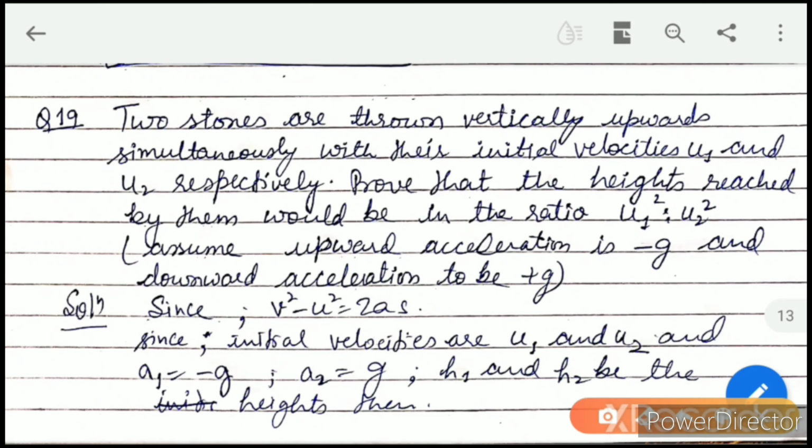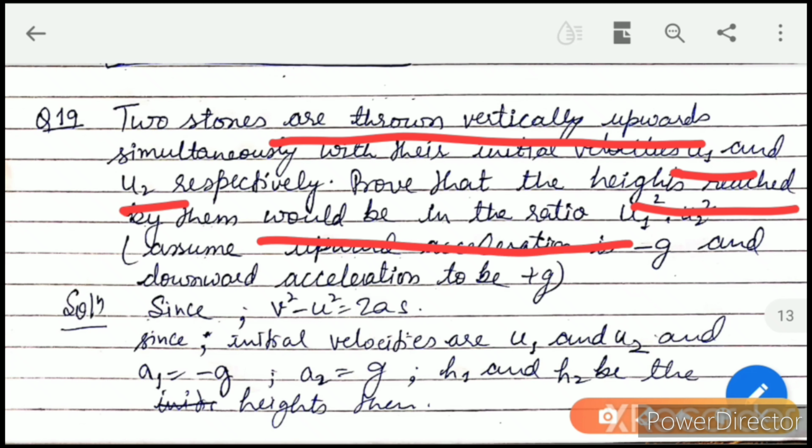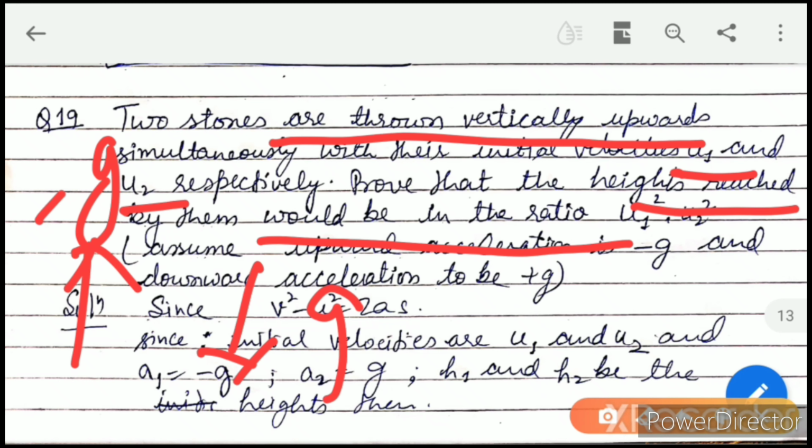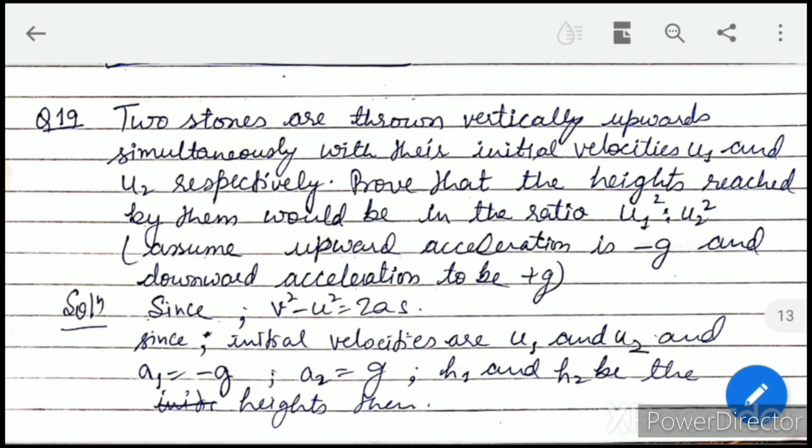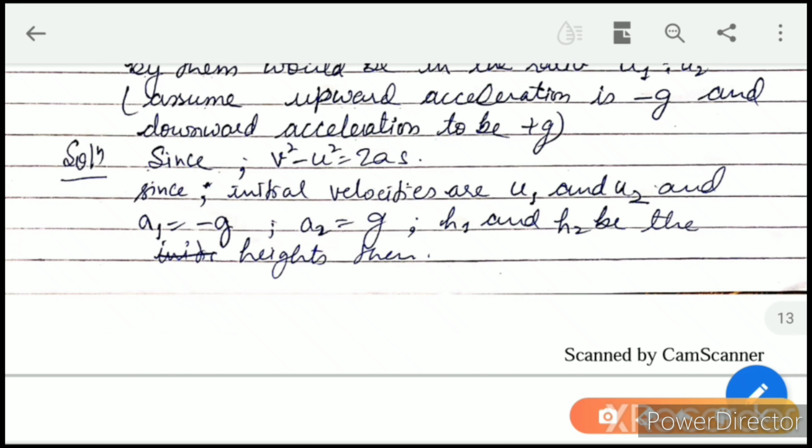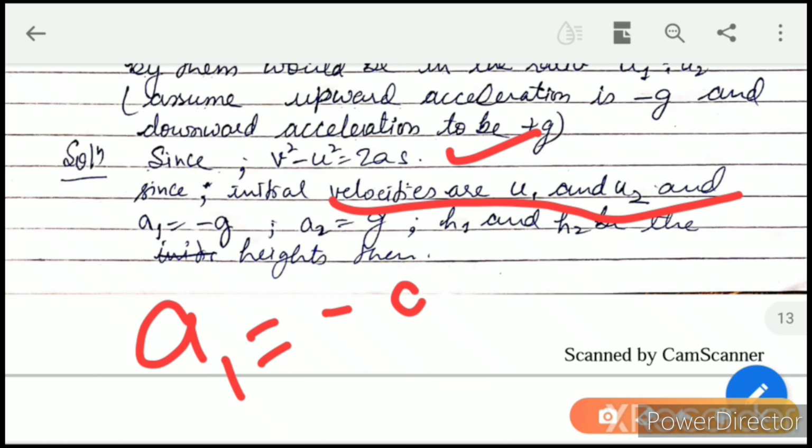Now second last question. Two stones are thrown vertically upwards simultaneously with their initial velocities u1 and u2. We have to prove that the heights reached by them would be in the ratio u1 square to u2 square. Of course we know that if the stone is going against gravity, it is minus g. If it is along the gravity, it will be plus g. We have to keep these things in mind. So from the third equation of motion, v square minus u square is equal to 2as. Initial velocities are u1 and u2. So a1 will be equal to minus g and a2 will be equal to plus g.